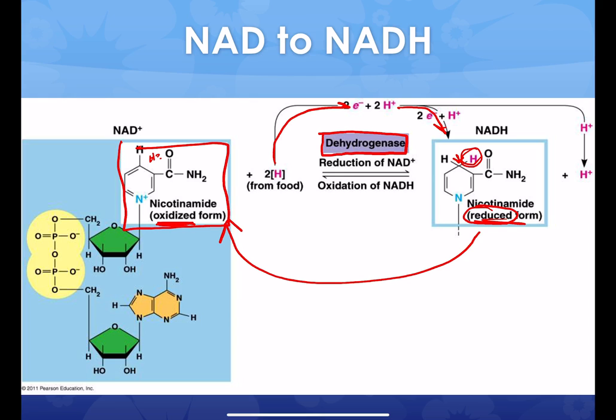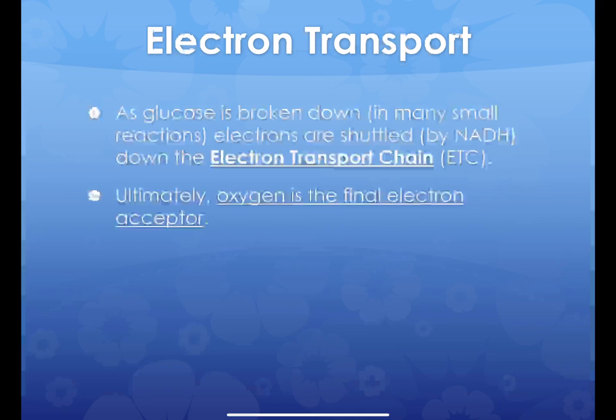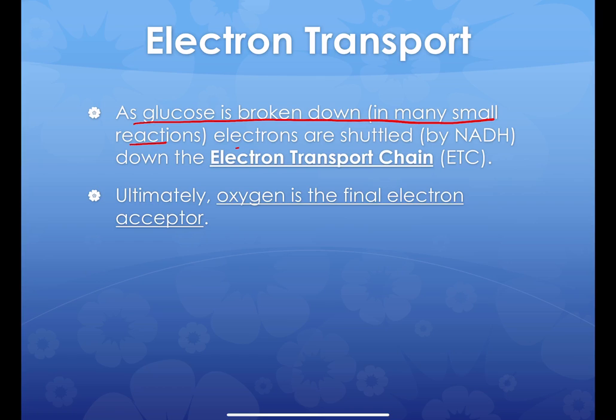If it loses those electrons, if it's oxidized and loses those electrons, then it will revert back to NAD. Just like ATP, NAD and NADH is cycled or recycled. Okay? So, as we said, glucose is broken down in many small reactions, and the electrons are shuttled by NADH down the electron transport chain, also known as ETC. Okay? Now, ultimately, oxygen is the final electron acceptor.